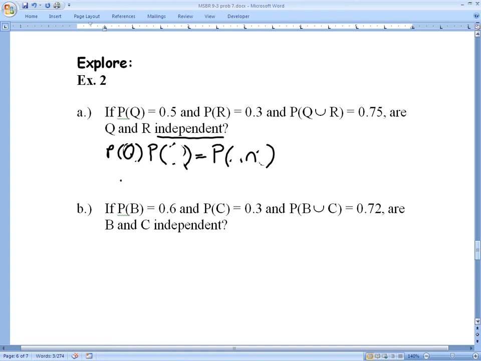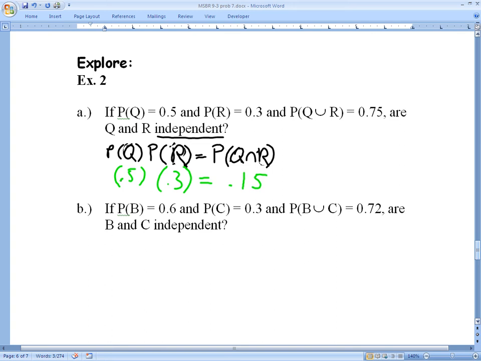So we'll have Q here, we'll have R there, and this will be Q and R. So let's fill some things in. We've got 0.5 times 0.3, and that would be equal to 0.08. Nope, let's try one more time. I added 0.15. So 15% is the probability of Q and R.